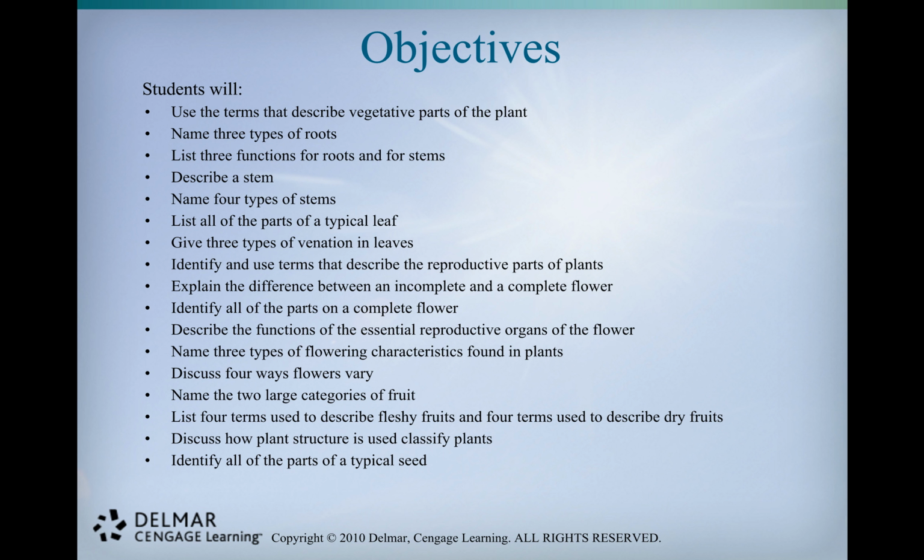But you probably know some of these functions already, so that's good. And then we might get into stems. You'll be able to describe the stem, and also name 4 types of stems, because there are more than just one type of stem. I can name 3 roots right now: corn, soybean, wheat.